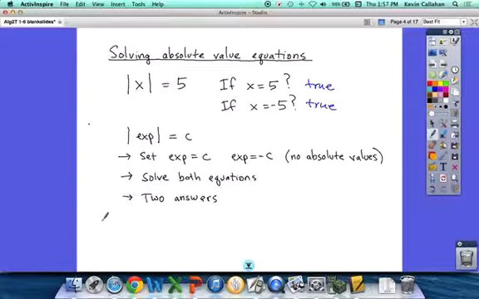Okay, and it's important, this thing here, when you go from this step to this step, these two equations no longer have absolute values in them. Okay, we're trying to do something to lose the absolute value symbols. This will make more sense on the next example.